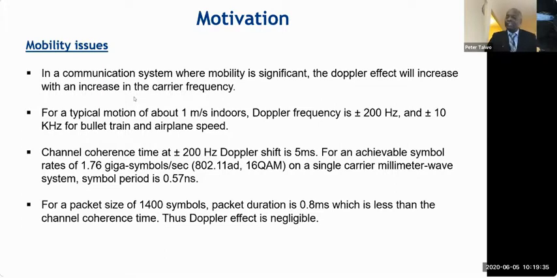If we come back to the indoor scenario, for the Doppler of plus or minus 200 hertz, the channel coherence time for the indoor is about 5 milliseconds. So for an achievable symbol rate of 1.76 gigasymbols per second, which is obtainable when we consider the 802.11ad standard and using QAM, which is a 4-bit per symbol modulation scheme with a single carrier, the symbol period is 0.57 nanoseconds. So for a packet of 1400 symbols, which we are going to be using typically in our experiments, the packet duration is computed to be 0.8 microseconds.